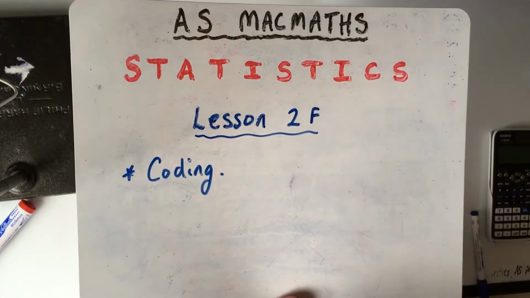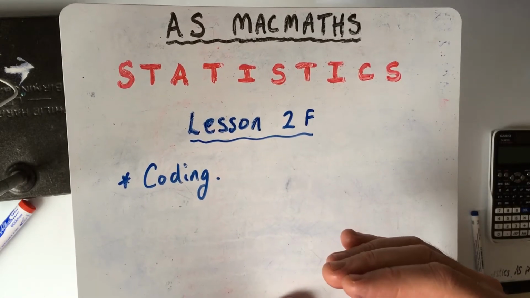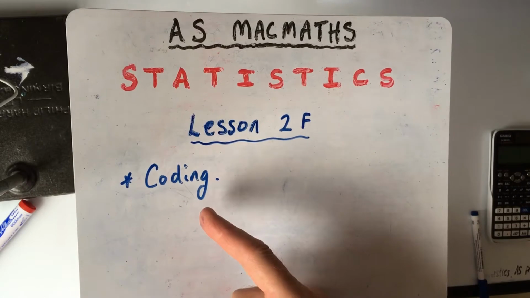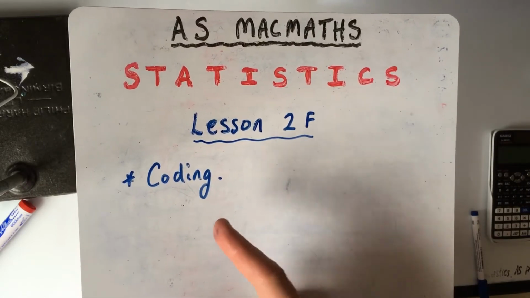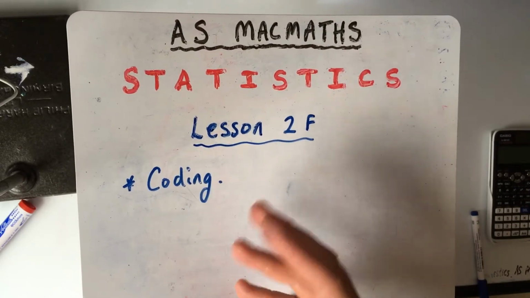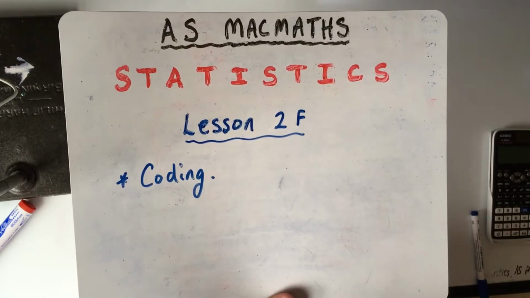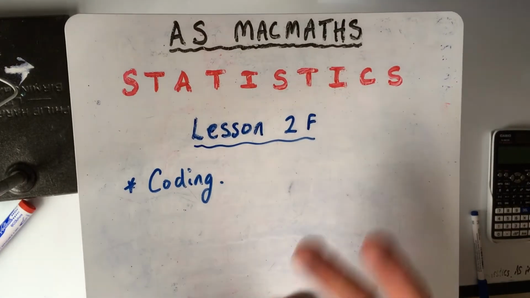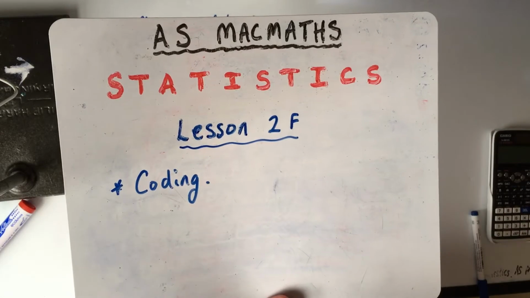Statistics. Okay, so this is the last lesson of chapter 2, and the last section is coding. I'm going to explain coding to you, what it is, how we do it, and so on, and the little formula, the coding formula to look at. Okay, and what's the point of it really? So I'm going to go over that.